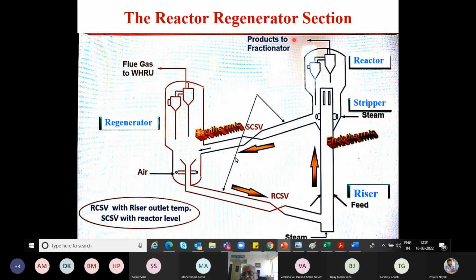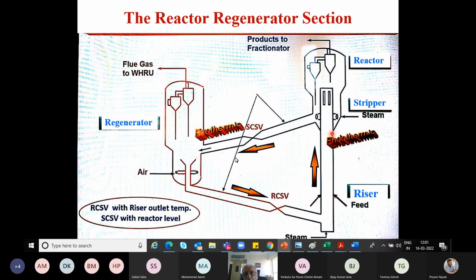The products then go into the fractionation section, while the catalyst drops into this particular vessel, which is called a stripper, where we inject steam. The idea behind this is that when the catalyst drops down, it still has a large amount of hydrocarbons trapped in the interparticle volume. And so we need to strip those hydrocarbons out.